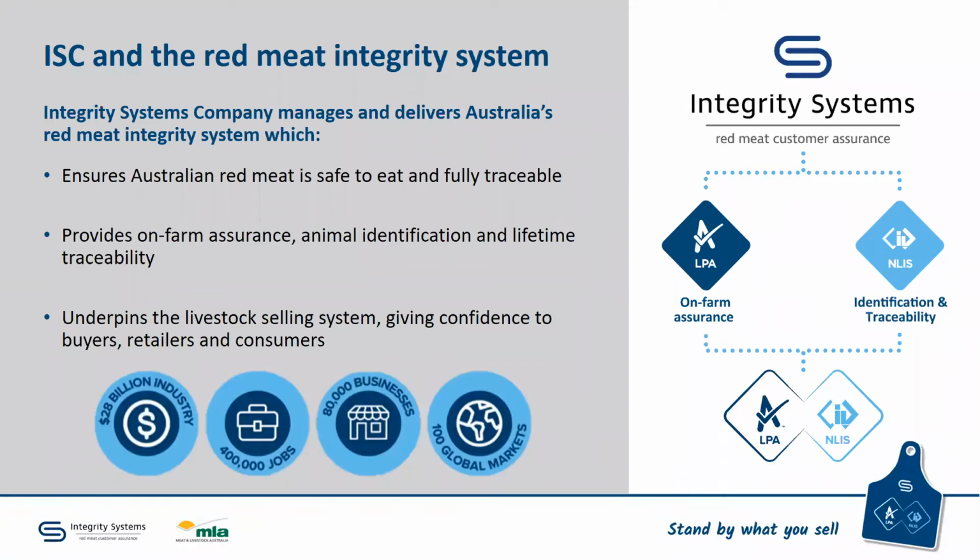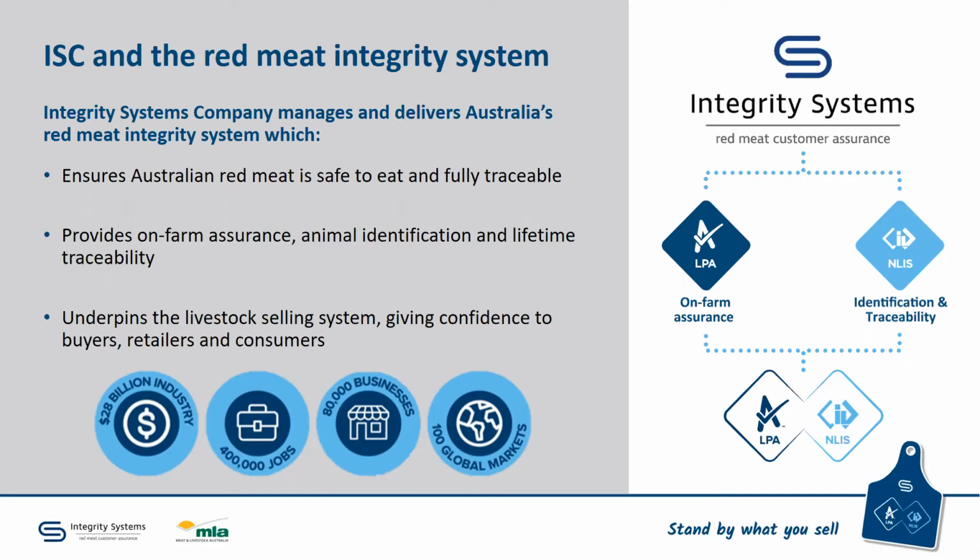And it's really important. The system is there to underpin the whole livestock selling system and the transaction and transfer of livestock along the supply chain, which gives confidence to buyers, retailers and consumers that they're purchasing a quality and safe product. Having this strong system is really important, because the industry that we're underpinning is a very valuable industry to the Australian economy, and to the 400,000 people that work within it and the 80,000 businesses that operate within the red meat industry. Together we supply product into over 100 global markets.